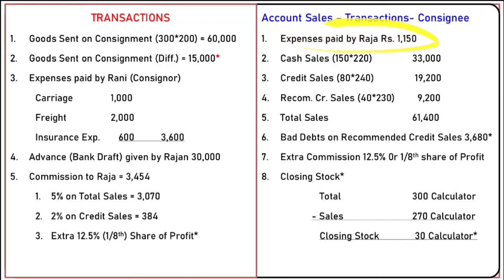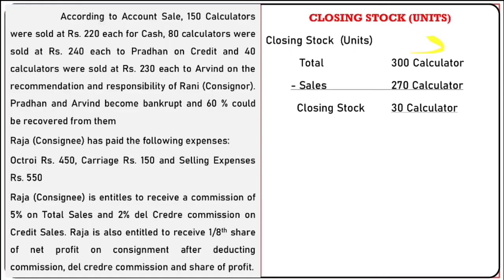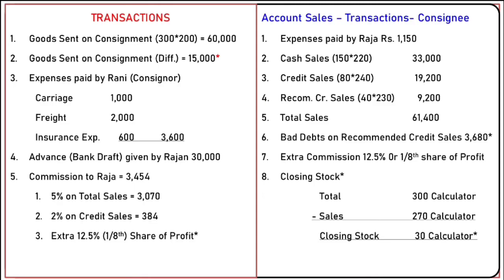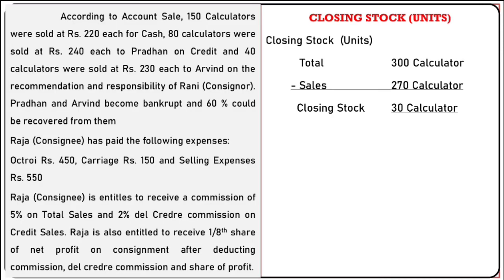Account sales, that is transactions of consignee. Expenses paid by Raja 1,150. Total sales 61,400. Bad debts 3,680. Extra commission calculation કરવાનું બાકી છે. Closing stock નું calculation પણ કરવાનું બાકી છે. So let's calculate closing stock.